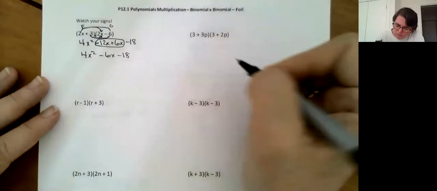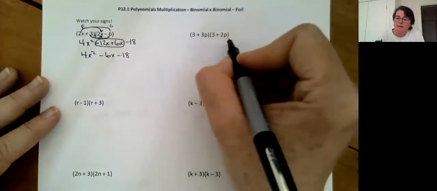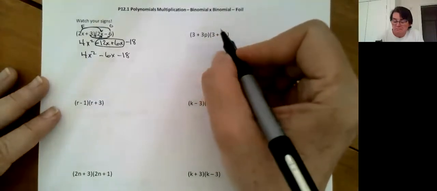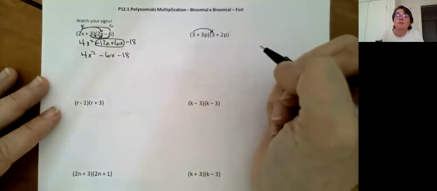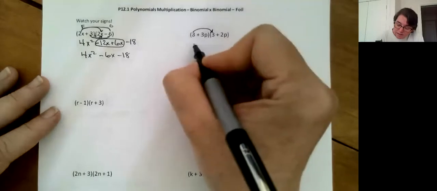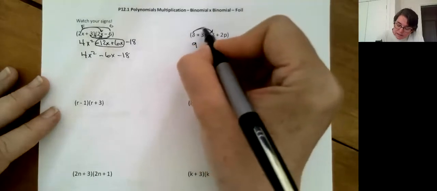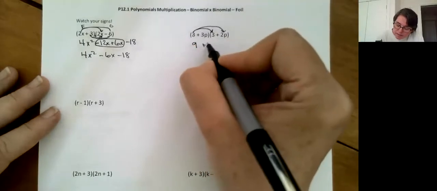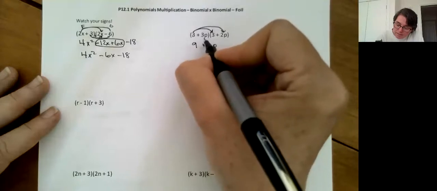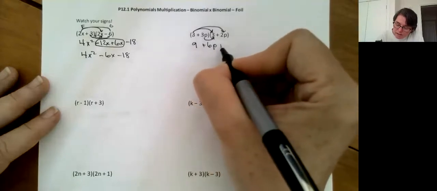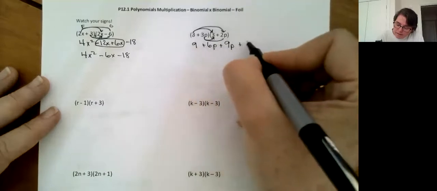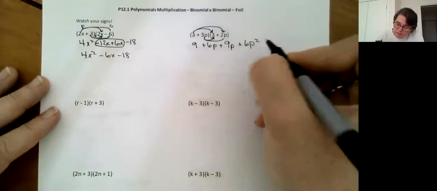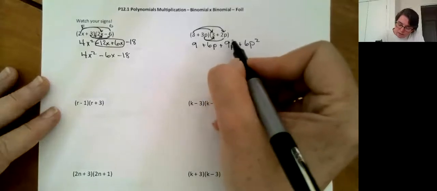Let's do this one. Oh, that's weird. It's written backwards. Doesn't matter, you still FOIL. Just recognize that the order may seem a bit odd. 3 times 3 is 9. 3 times plus 2p is plus 6p. We do these two plus 9p plus 6p squared. All right, that's cool.